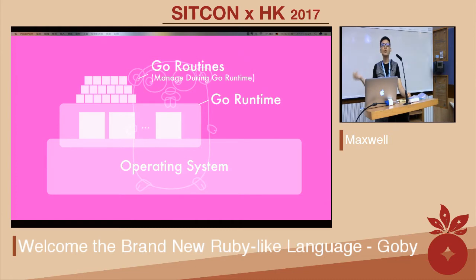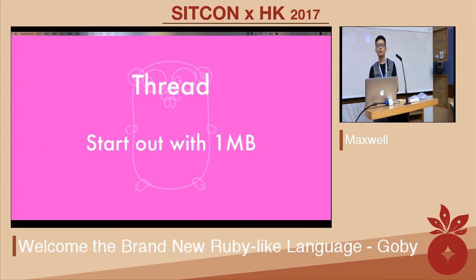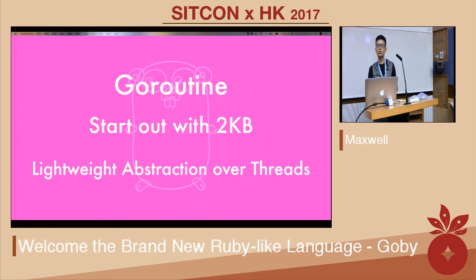But there are other ways to understand them. Let's say, what is their memory consumption? When establishing a new thread, it starts out with about 1 megabyte. A Go routine only starts with 2 kilobytes, which is a kind of lightweight abstraction over the operating system's thread.